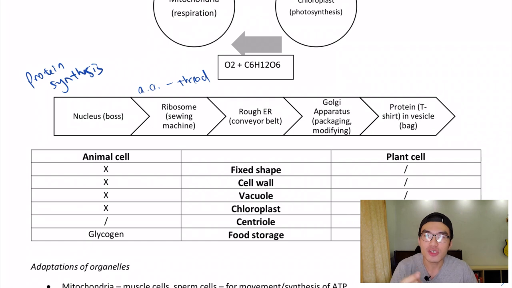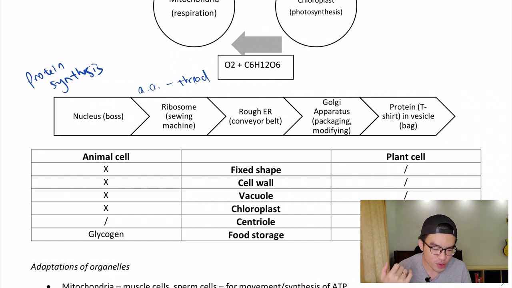Okay, like a benang. So they will combine all this thread into a t-shirt, and then they will put it onto a conveyor belt. You know, your sushi belt. Okay, the conveyor belt in the factory. This conveyor belt is our rough ER, alright? So this rough ER will carry the t-shirt, and then they will give it to the Golgi apparatus. Before you start selling the t-shirt, you need to put branding on it, you need to modify it, and so on. So the Golgi apparatus' job is to package and modify the protein, and when they pack it into a plastic bag, the bag is what we call a vesicle.